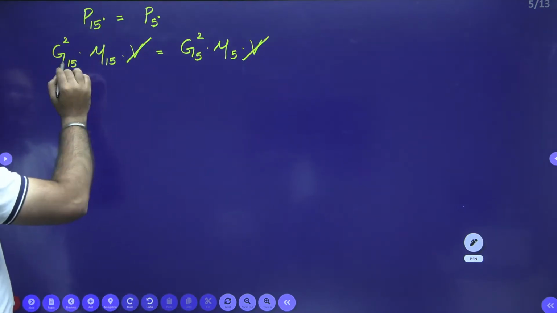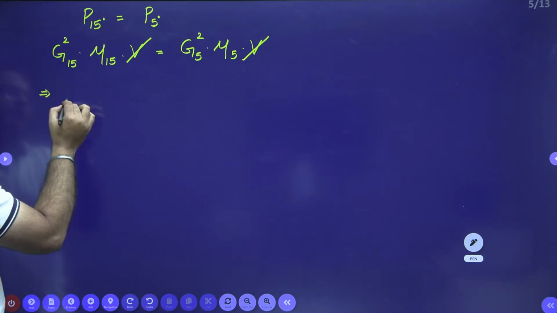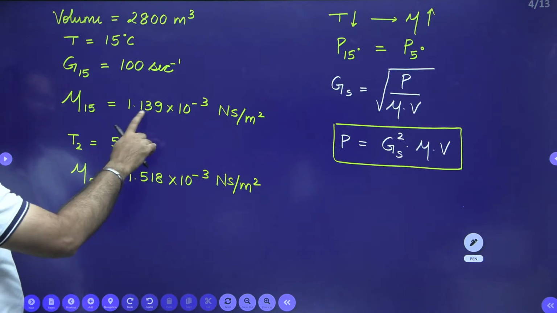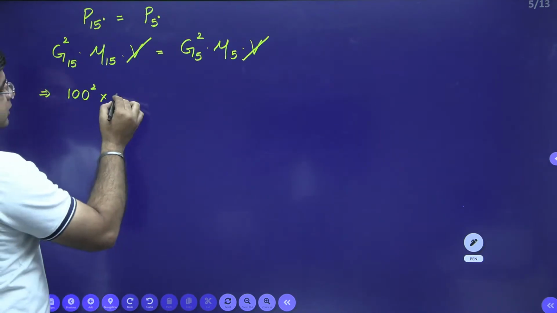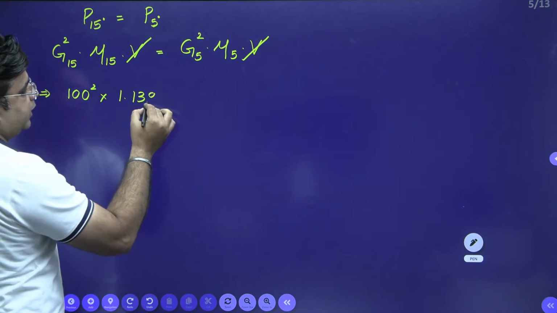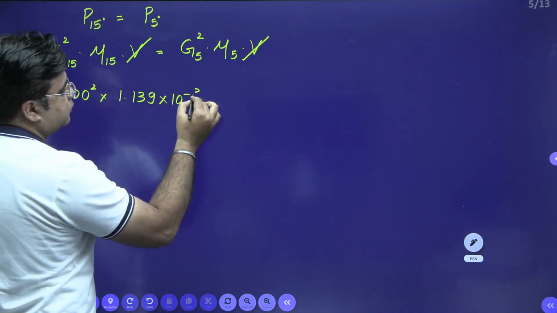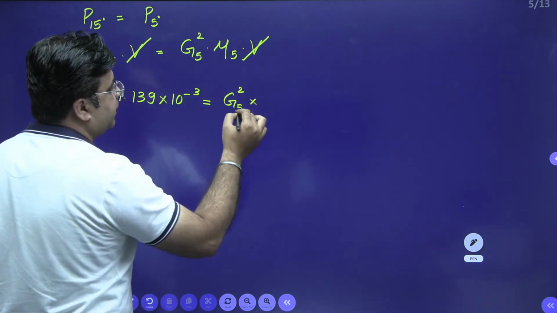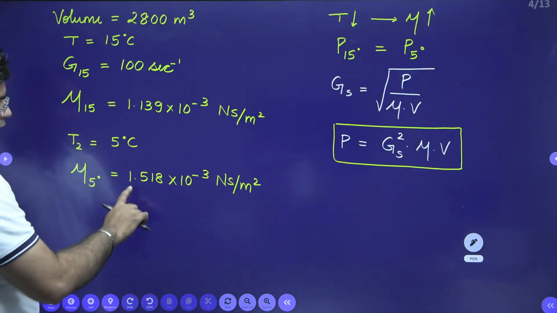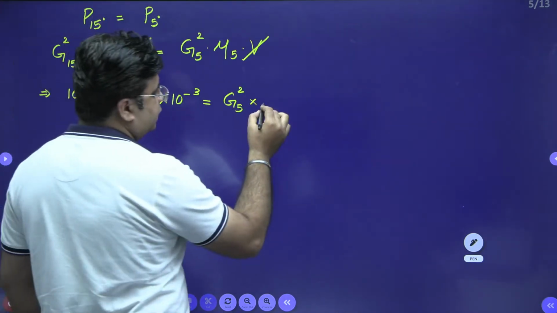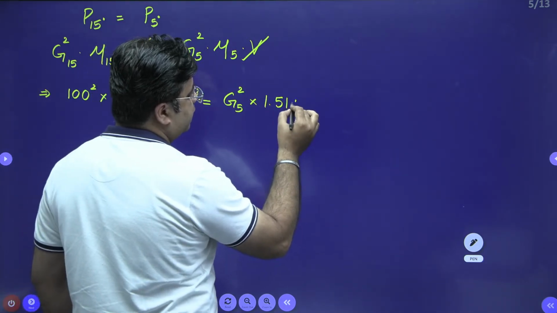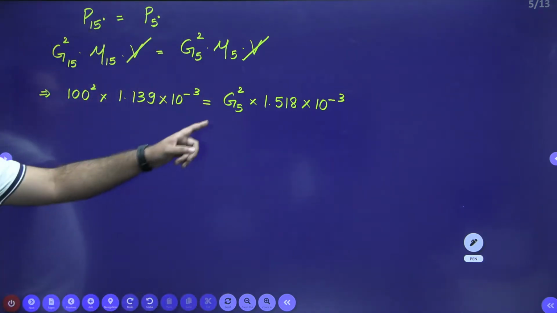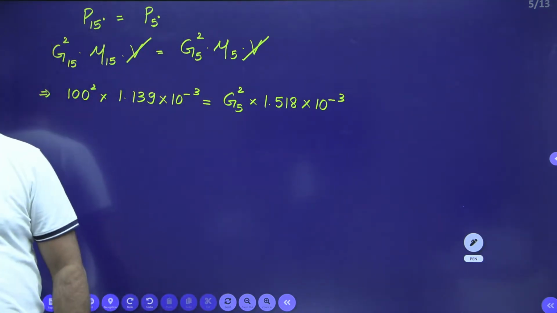Now just substitute the value of G at 15 degree. So this is 100 square multiplied by mu at 15 degrees Celsius, which is 1.139 into 10 raised power minus 3. This is equal to G at 5 degrees Celsius whole square multiplied by mu at 5 degrees Celsius, which is 1.518 into 10 raised power minus 3. From here you can calculate the value of G at 5 degrees Celsius. Just do the calculation quickly.